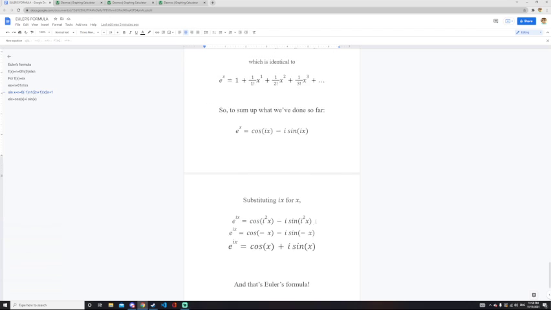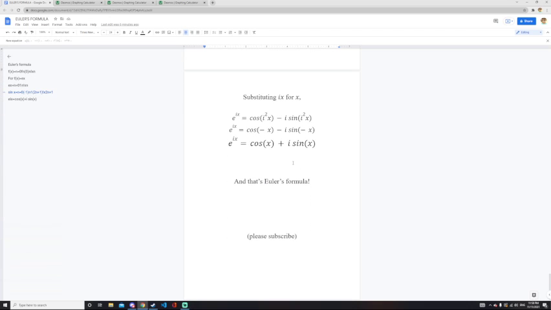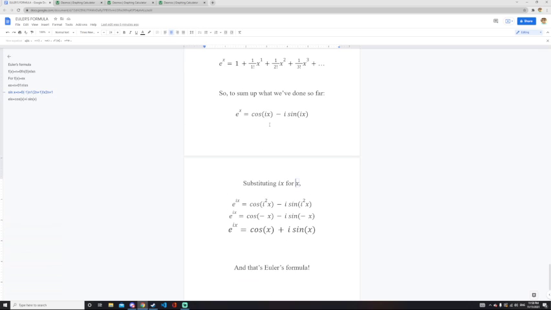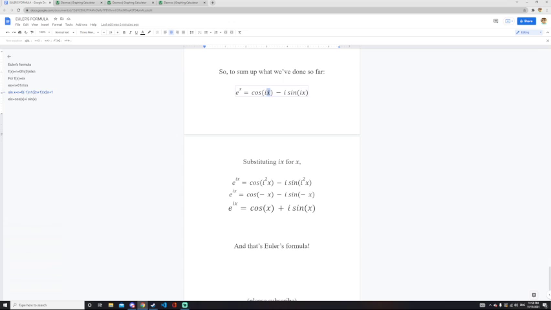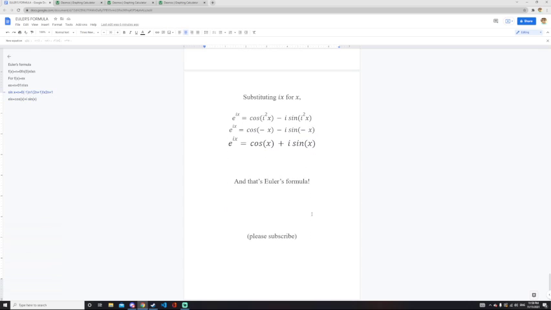This is really close. We just need one more step, and that is substituting ix for x. So we're going to replace every x in this equation with ix. That'll give us e to the ix equals cosine of i squared times x minus i times sine of i squared times x. I squared is just -1. Cosine of negative x is just cosine of x, and sine of negative x is just negative sine of x. The negatives cancel out, and we're left with this. Isn't that beautiful? And that's Euler's formula.